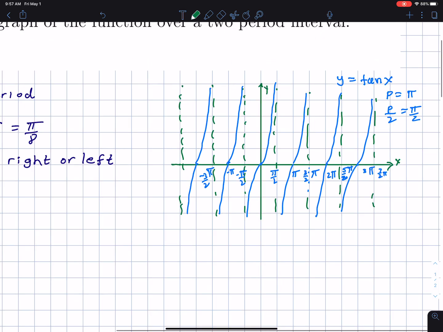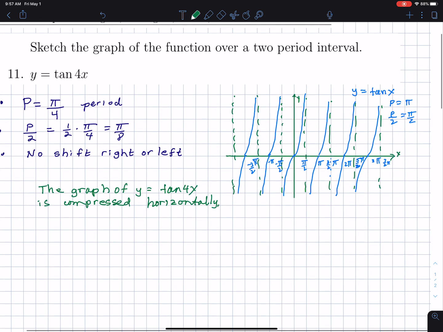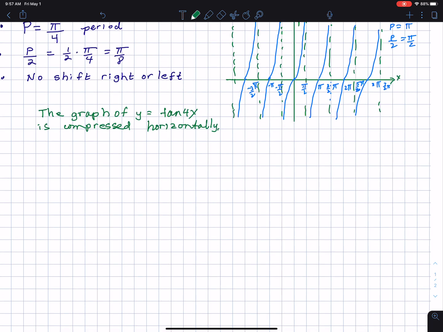Okay, so anyway, this is the same graph. The graph of y equals tan 4x is compressed horizontally. I was going to say by 1/4 or by 4. Anyway, it's the same graph, and this time I'm just not going to be quite so ambitious.